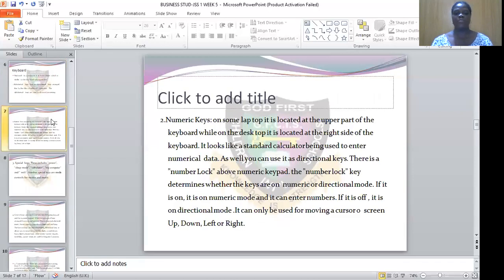Then the numeric keys have a number lock. It has the numbers which you can use to key in any arithmetical data that you want to key into the computer. At the same time, you can use the arrow keys under the numeric keys, which represent the up, the down, the left, and the right arrow keys.